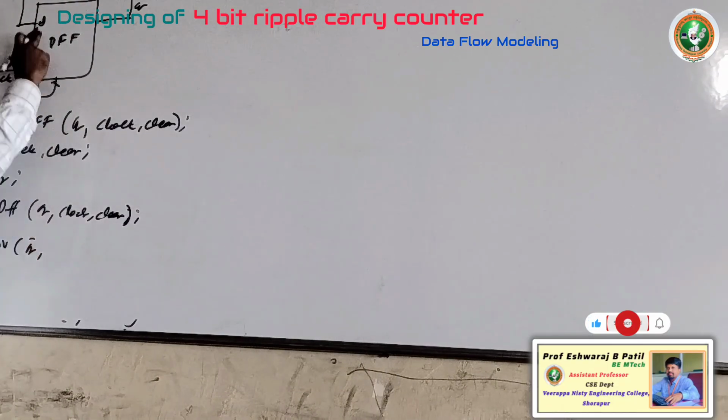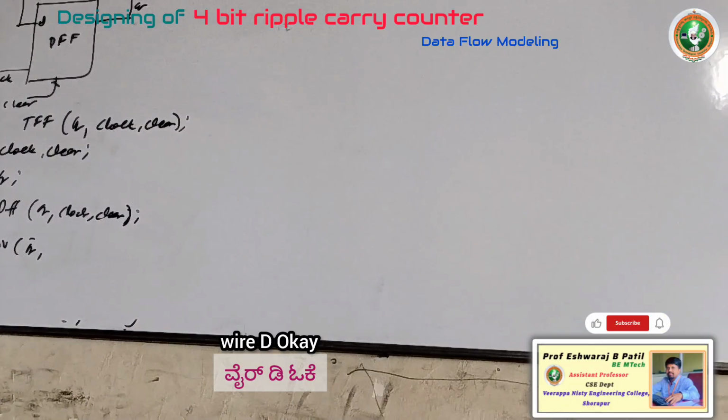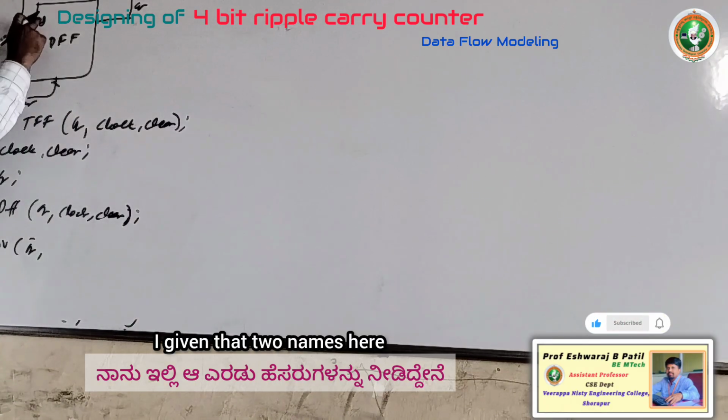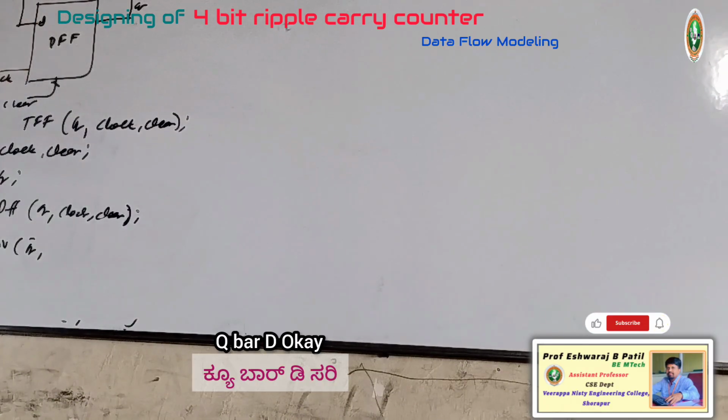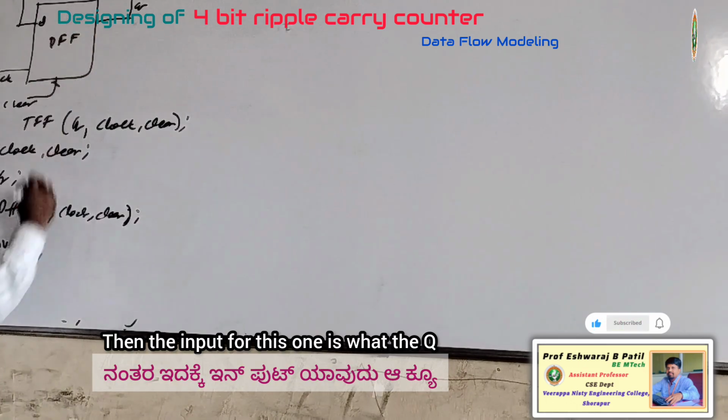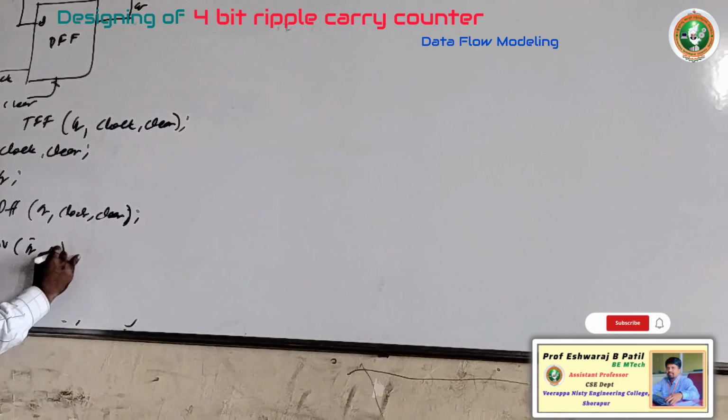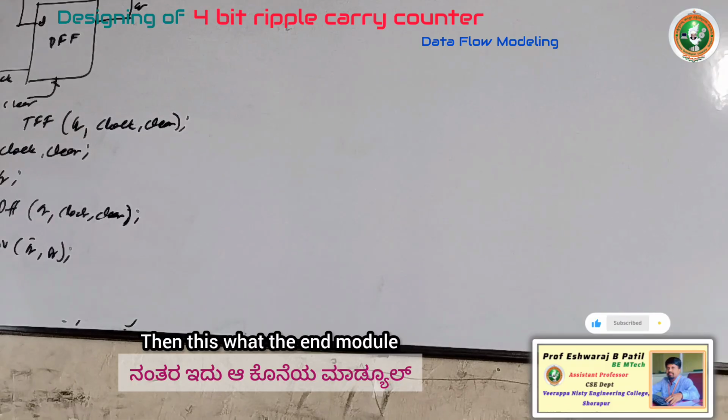Q bar, you can write it. You can write the wire as D also. Okay, I have given two names here, so don't get confused. If you write Q bar, you can write D also. Then the input for this one is Q. Then this is the end module.